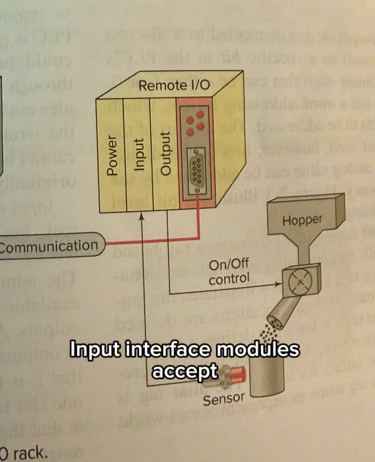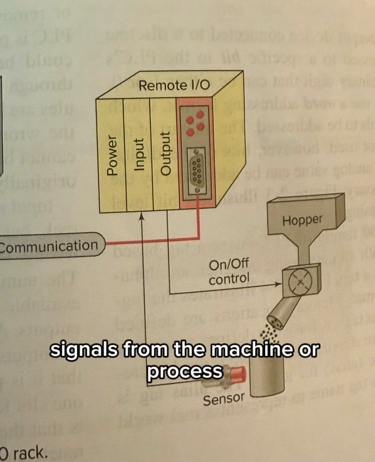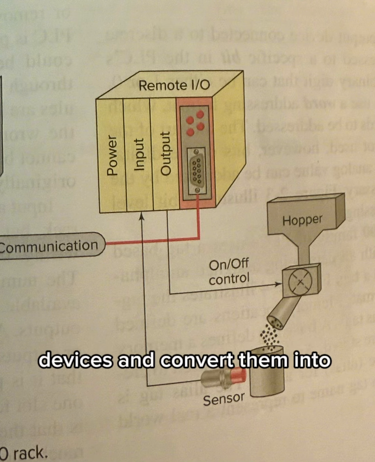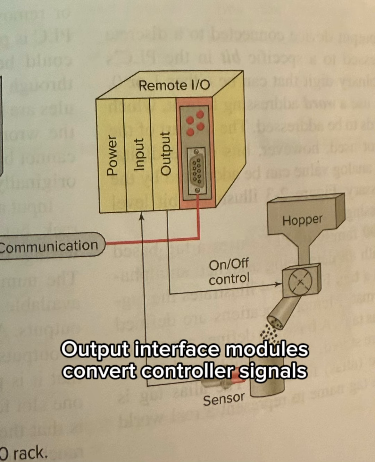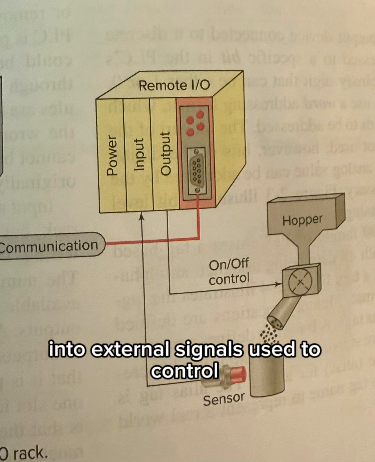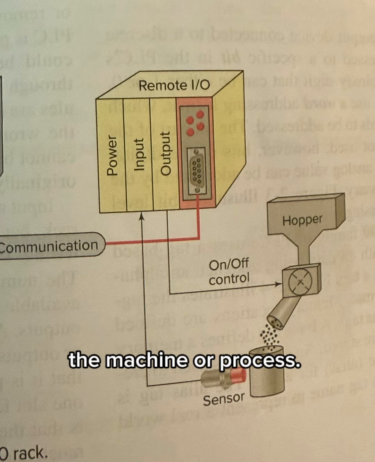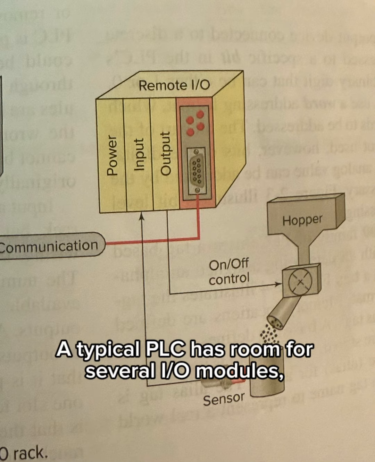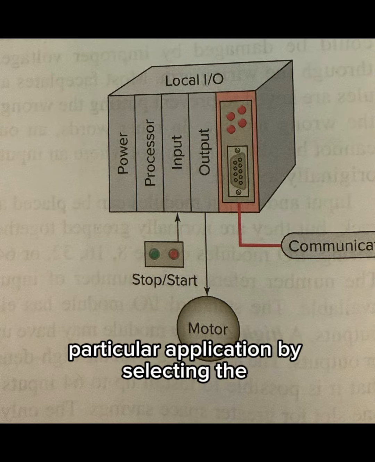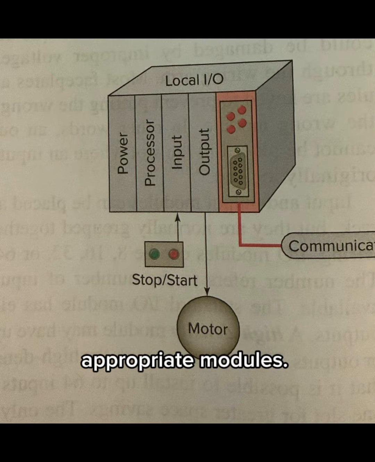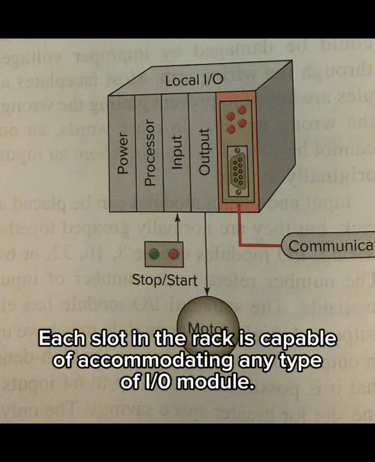Input interface modules accept signals from the machine or process devices and convert them into signals that can be used by the controller. Output interface modules convert controller signals into external signals used to control the machine or process. A typical PLC has room for several I/O modules, allowing it to be customized for a particular application by selecting the appropriate modules. Each slot in the rack is capable of accommodating any type of I/O module.